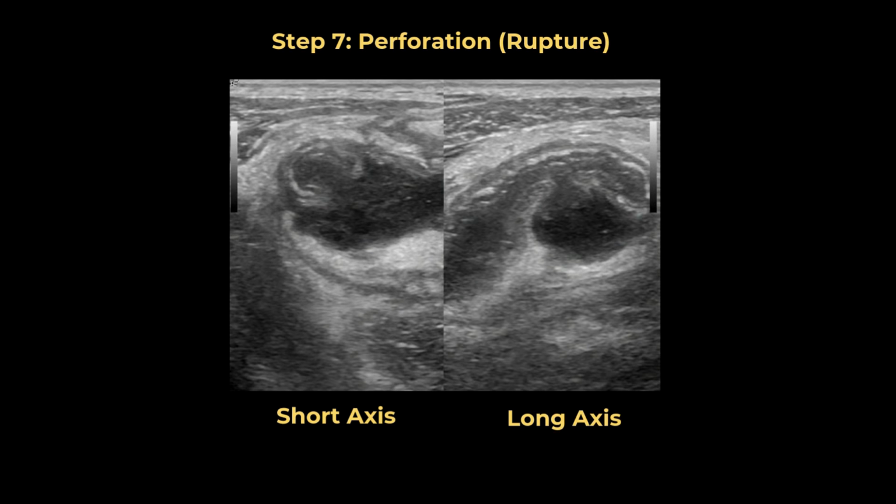Focus on the bright submucosal layer. You may see a clear gap or break in this bright white line. This represents a full thickness defect in the wall where contents have leaked out. After rupture, indirect findings become very important because the appendix itself may be hidden.